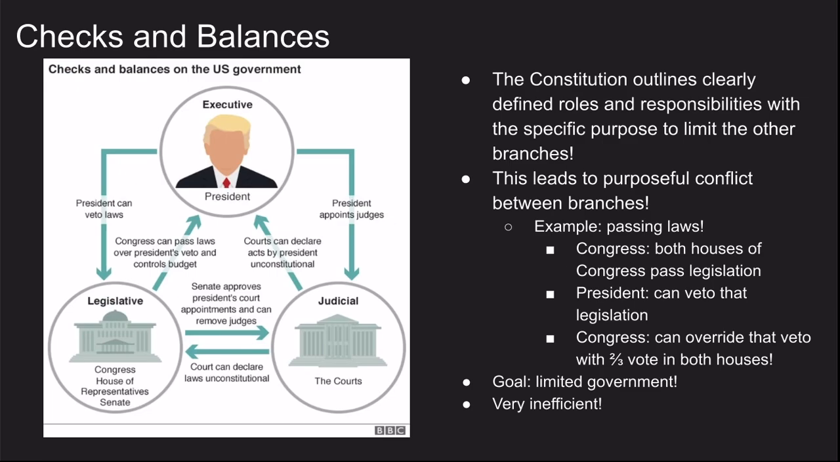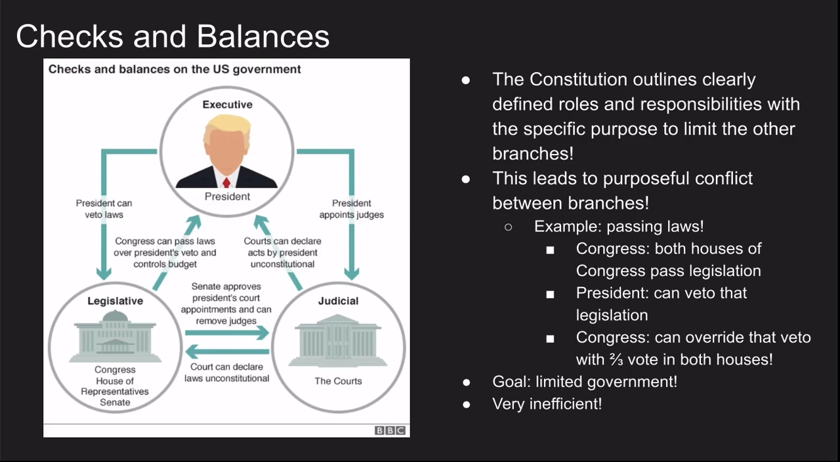In terms of checks and balances, the Constitution outlines clearly defined roles and responsibilities with the specific purpose of limiting the other branches. This leads to purposeful conflict between branches. The Founding Fathers wanted branches to have conflict and argue and discuss who should be doing what. An example would be passing laws. Congress has the power to pass legislation with both houses. They gave the power of veto to the president. The president can cancel that legislation passed by the House and the Senate.